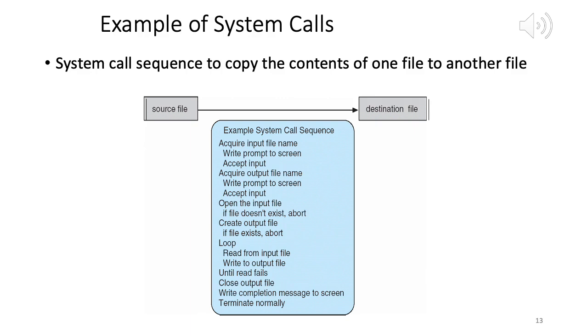definitely we have a source file and a destination file. Maybe they're text files. This shows us a sample system call sequence. Acquire input file name. So the system needs to know which file you want to copy. Write prompt to screen. So maybe you'll get a window saying, please enter the name of the input file. You provide that, accept input, the name of the input file. Acquire output file name.